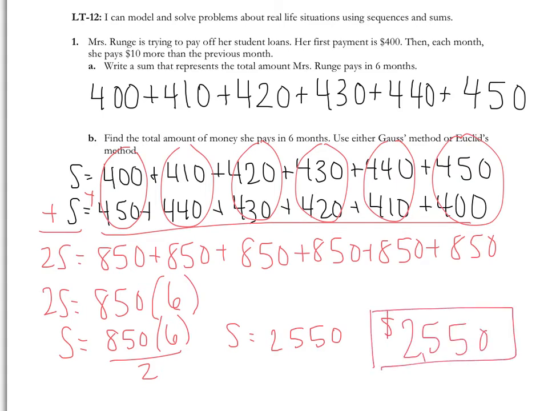$2,550. Now it might seem sort of weird that we're using Gauss's method to calculate a sum where it would actually be pretty easy to just add all the numbers up. But I just happened to choose an example where it would have been easy to find the sum on your own. But in this case, I did ask you to use Gauss's method or Euclid's method for practice, so we should use Gauss or Euclid.